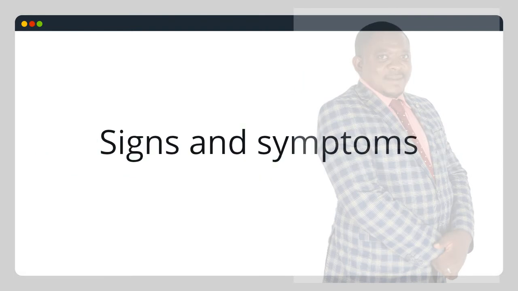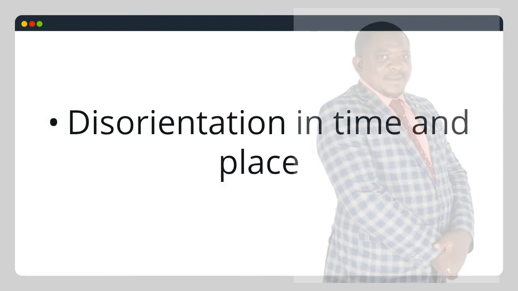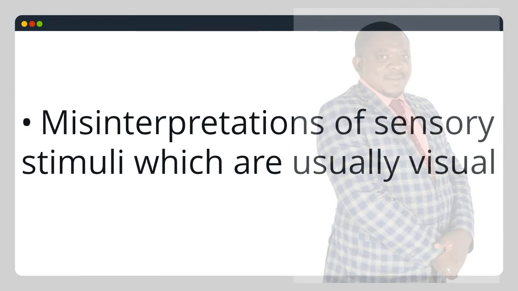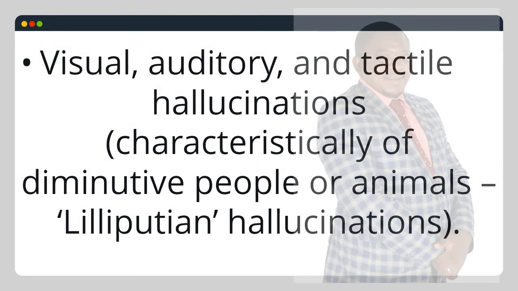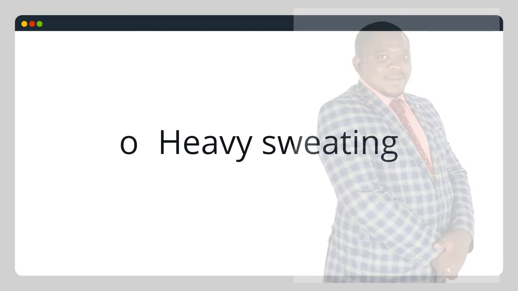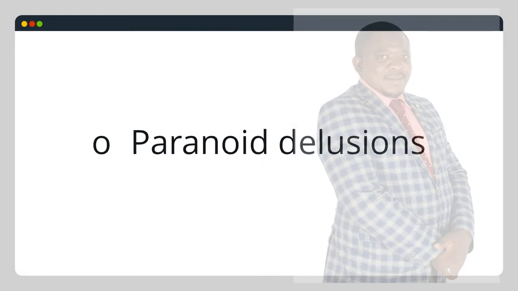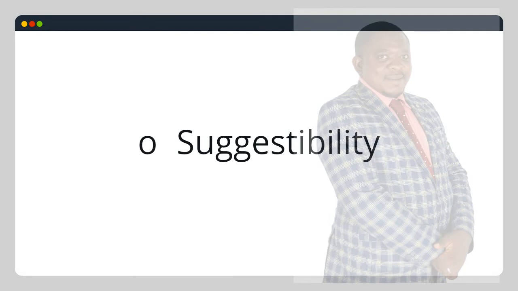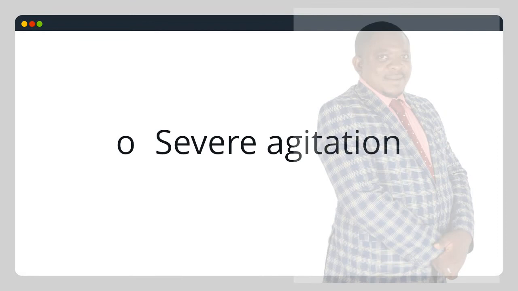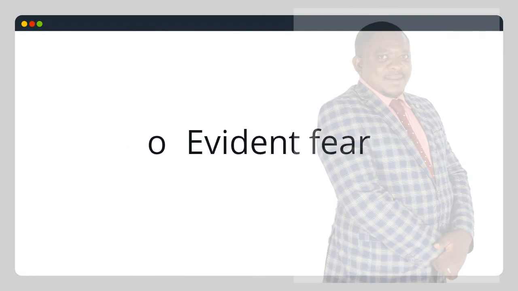Signs and symptoms: clouding of consciousness. Disorientation in time and place. Amnesia for recent events. Marked psychomotor agitation. Misinterpretations of sensory stimuli, which are usually visual. Visual, auditory, and tactile hallucinations, characteristically of diminutive people or animals, Lilliputian hallucinations, worse at night. In severe cases, heavy sweating. Fear. Paranoid delusions. Agitation. Suggestibility. Raised temperature. Sudden cardiovascular collapse. Severe agitation. Restlessness. Shouting. Evident fear.